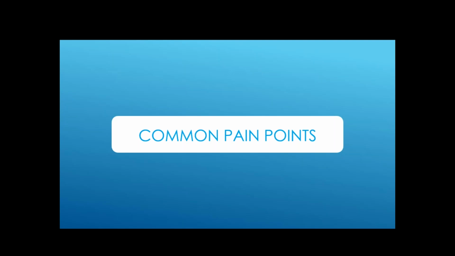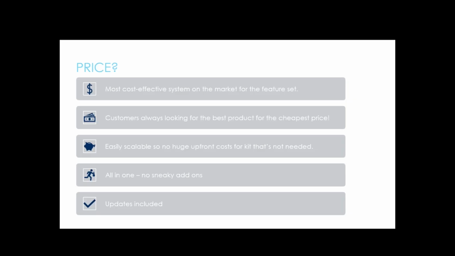So moving on then to the common pain points. The first one, an obvious one, is price. Price is always a consideration for your customer, to make sure that they're getting the best price, but also the most features for that price. So 3CX truly is the most cost-effective system on the market for its feature set. As I said, customers are always looking for the best product for the cheapest price, and 3CX really hits that perfectly.